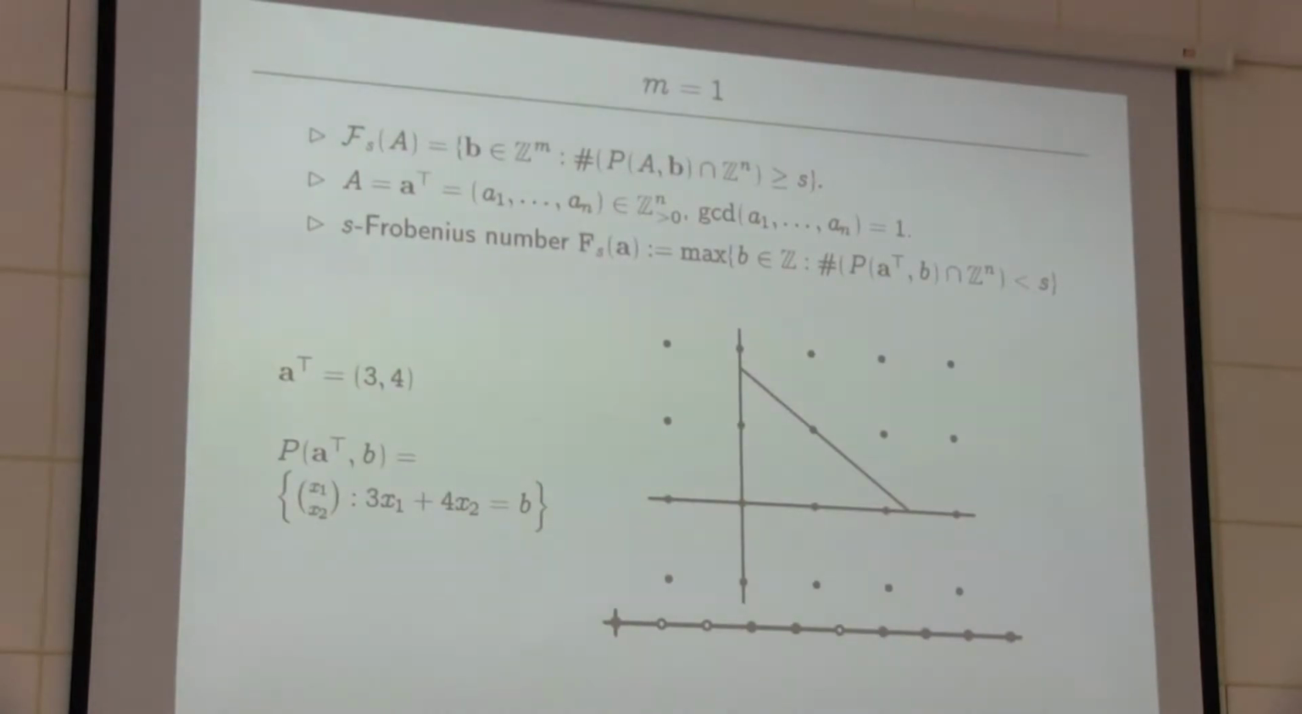More generally, if you consider the general situation for any s, you can define what is called the s-Frobenius number associated with vector A as the maximum of the set of integers b such that the knapsack polytope contains less than s integer points.